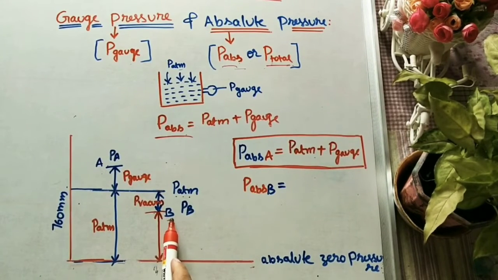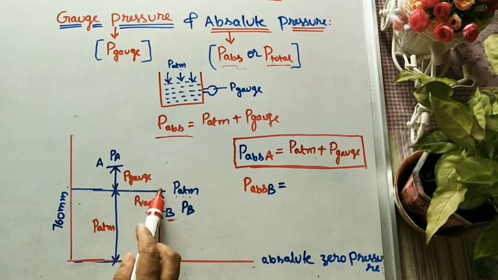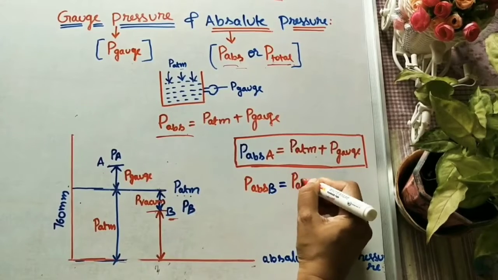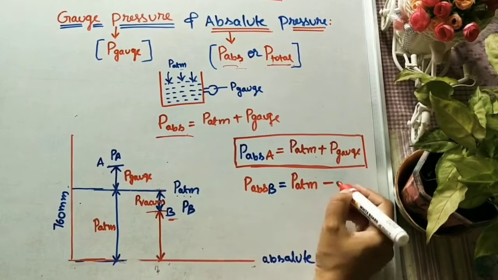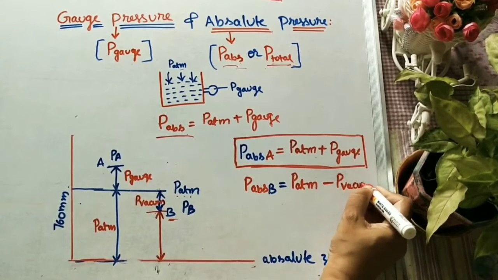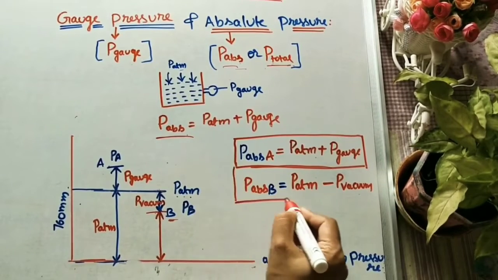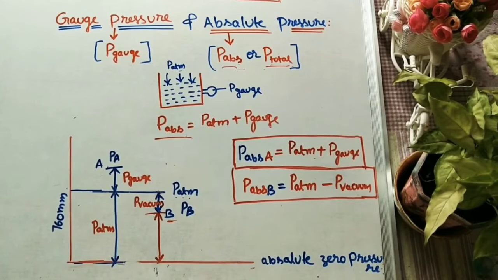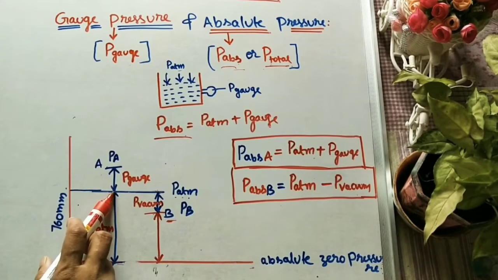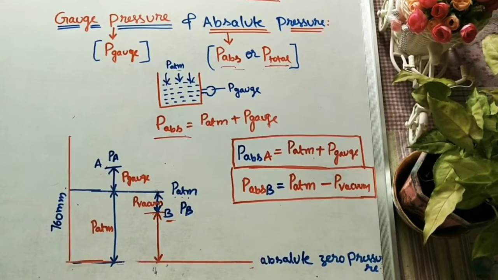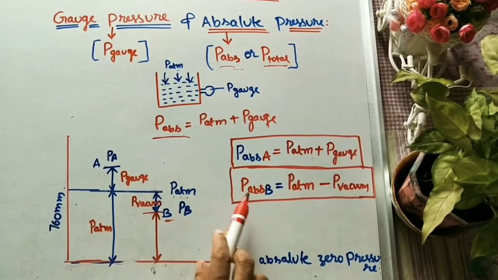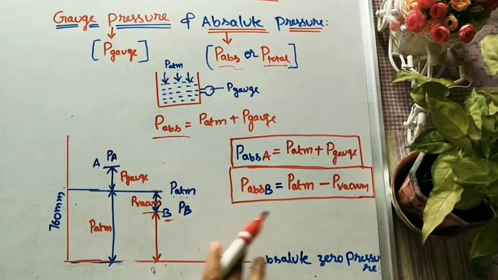How to find the PB value? P absolute pressure is P atmospheric minus P vacuum. So here I am writing P atmospheric minus P vacuum pressure. This is the formula. Always remember, P vacuum pressure means it is less than the atmospheric pressure, and P gauge pressure means it is above the atmospheric pressure. These two formulas we can use for finding the pressure at A point and the pressure at B point. This is the main concept in this graph.